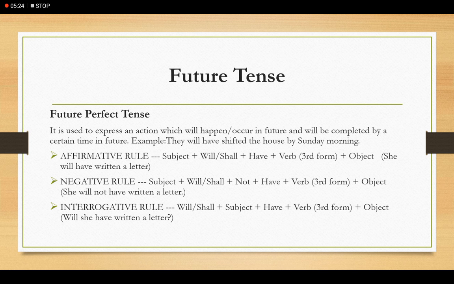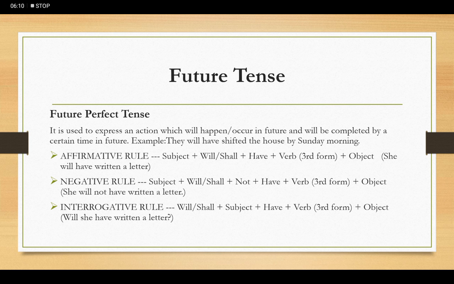Then future perfect tense. It is used to express an action which will happen in future and will be completed by a certain time in future. They will have shifted the house by Sunday morning. So by Sunday morning, they will have shifted the house. That means an activity will occur in the future and will be completed by a certain time. Sunday is a future time and morning is a certain time in future. So by Sunday morning, an activity will be completed.